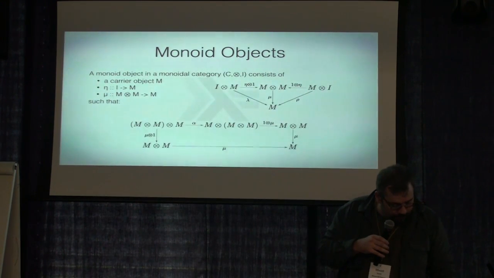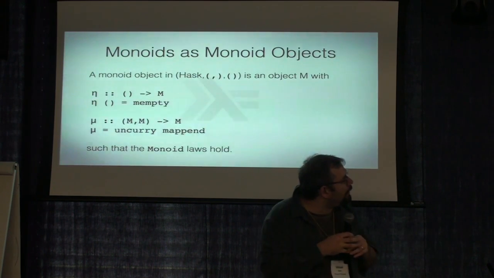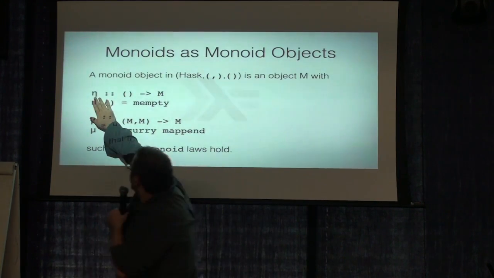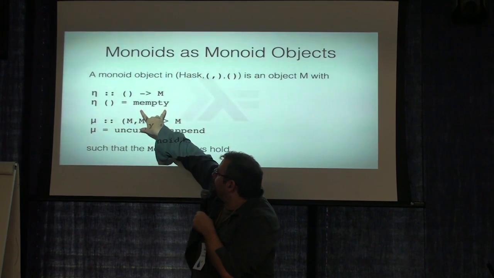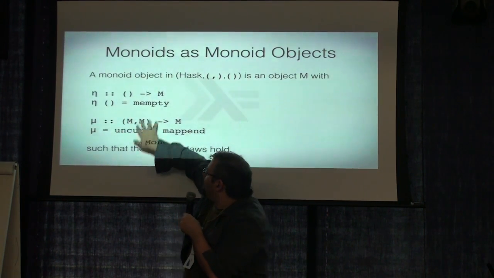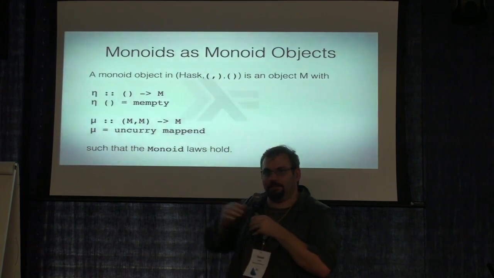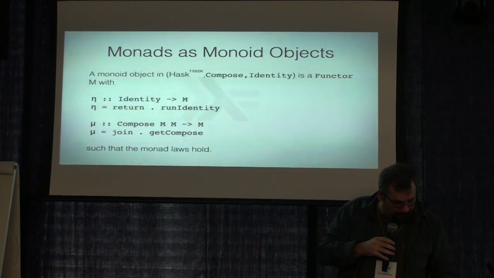And in the end, all is good. So, again, in Haskell, we were basically expecting to write our eta and our mu. Eta here is, we're going to take unit and give you empty, and mu is we're going to have to uncurry and append because we curried it. Okay, so now we can say what a monad is.